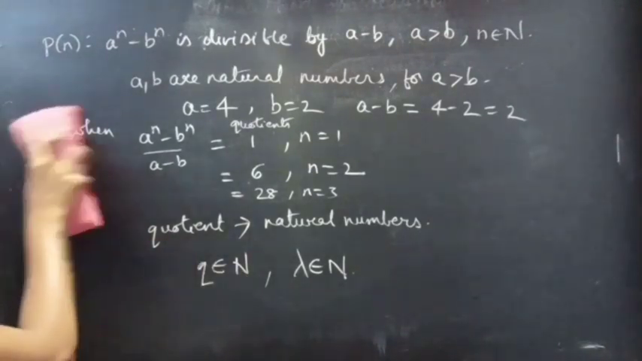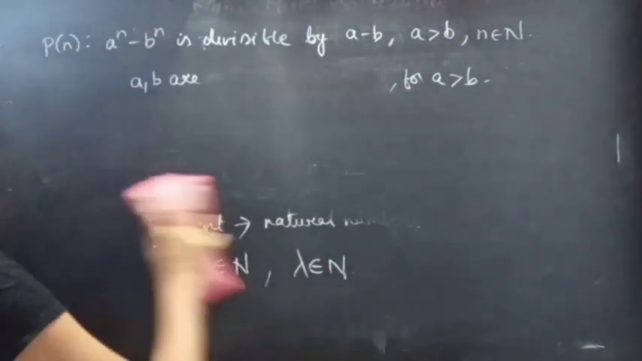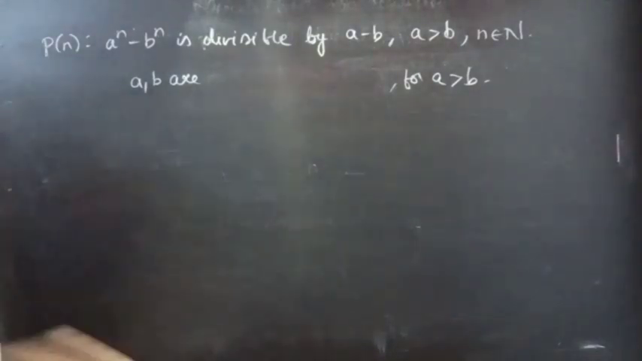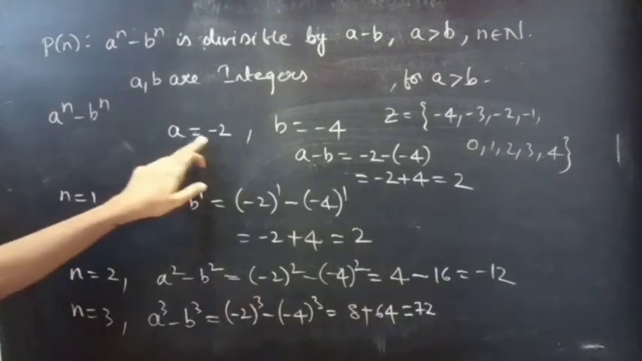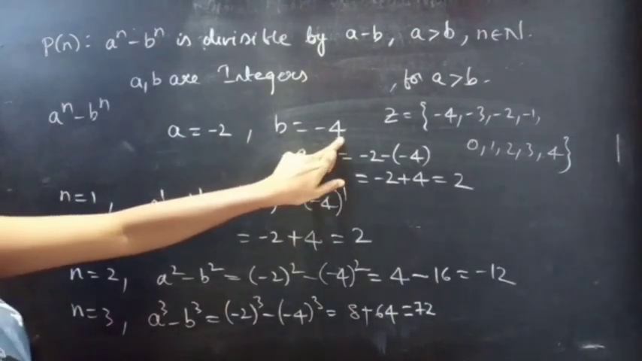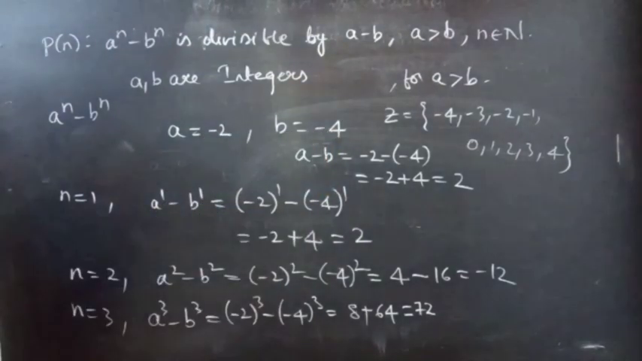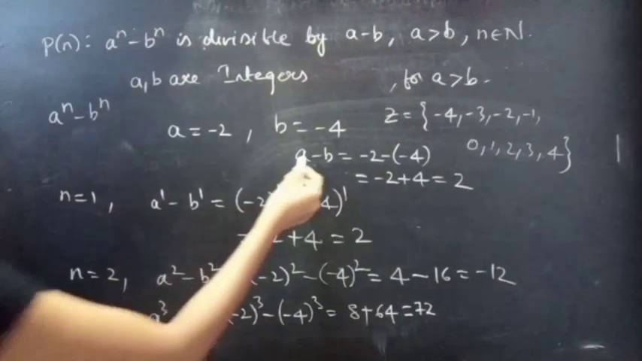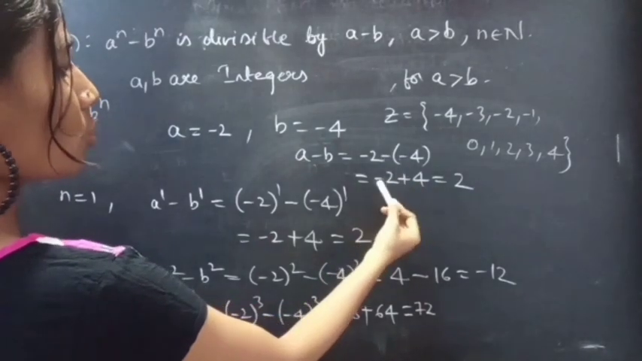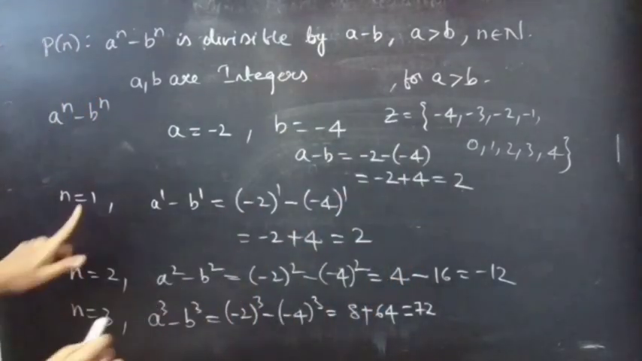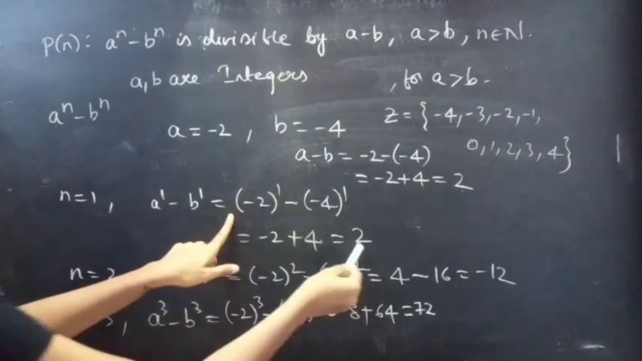Okay. Now let's see for integers. I'll take two integers, say a equals minus 2 and b equals minus 4, where a is greater than b. a minus b is minus 2 minus of minus 4. Minus into minus is plus, so minus 2 plus 4 is 2. So when n equals 1, you'll get a power 1 minus b power 1, which equals 2.